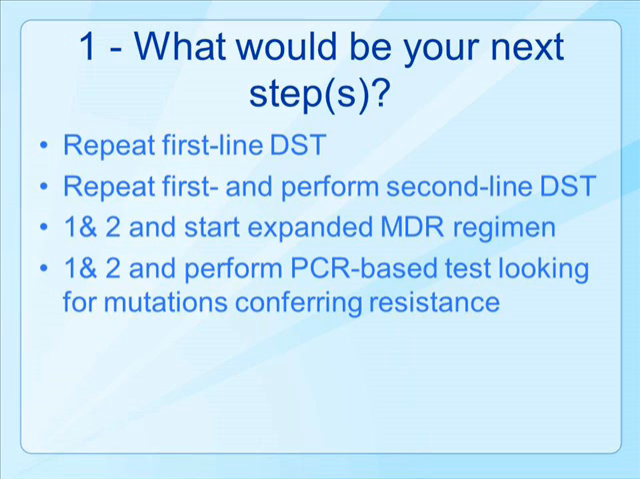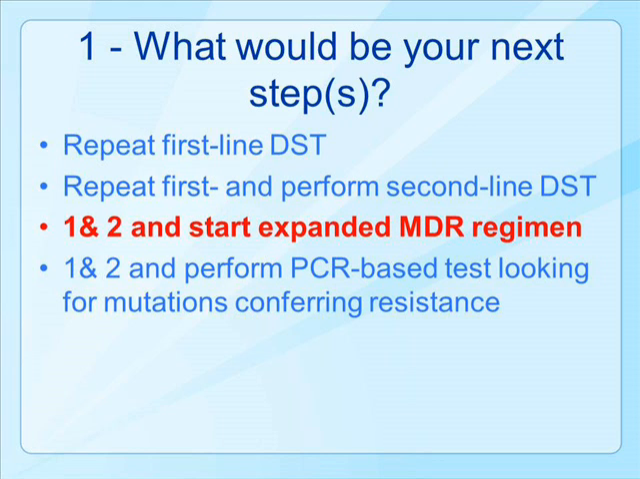So there's no right or wrong answer necessarily to this. It's just to get us thinking about it. Certainly when someone is still culture positive 5 months after being put on what we consider an appropriate treatment regimen, it's worrisome that something isn't right, that either there's further resistance that hasn't been detected, or that the patient's maybe not absorbing meds right, taking the meds appropriately, or something else is up. So any one of these answers would be appropriate. I see that most people thought they would repeat first-line DSTs, perform second-line, and start an expanded regimen.